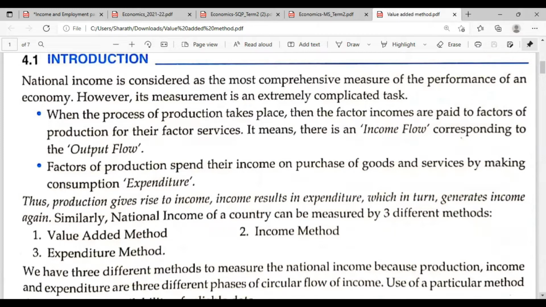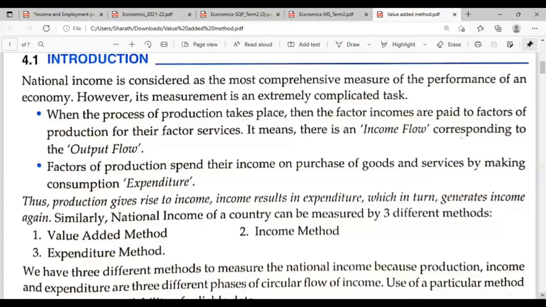While measuring national income, usually we go with 3 different methods. One is the value added method, another is the income method, and the last one is the expenditure method. All 3 are most important from the examination point of view. In an economy, we have a circular flow. If a firm produces, definitely they will take some factors of production, and while receiving the factors of production, they are going to pay the factor income.